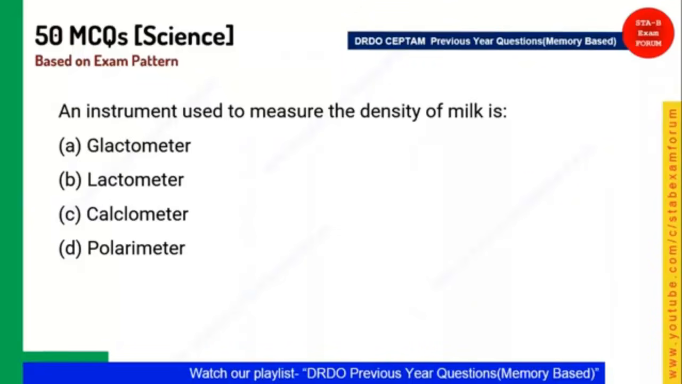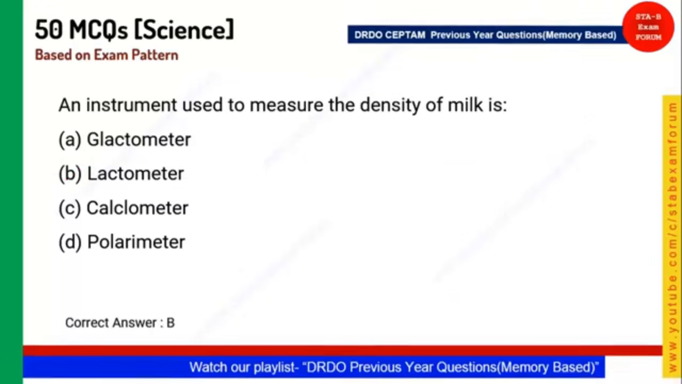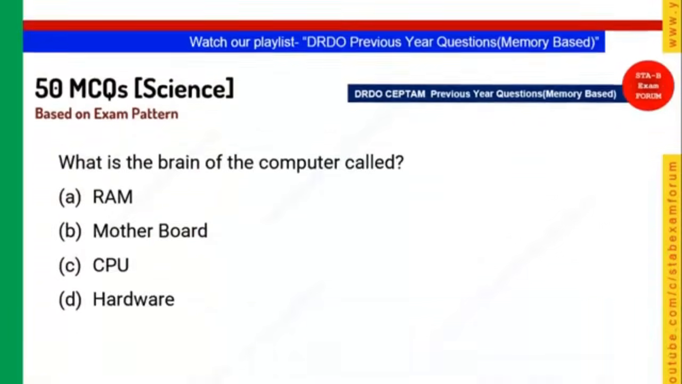A very simple one, student. This you have seen many times. An instrument used to measure the density of milk is what? How will you measure the density of milk? With the help of an instrument called a lactometer. Lactometer is the correct answer. So we have seen 10 questions on science and technology. Now let's see the 10 questions on computer literacy.